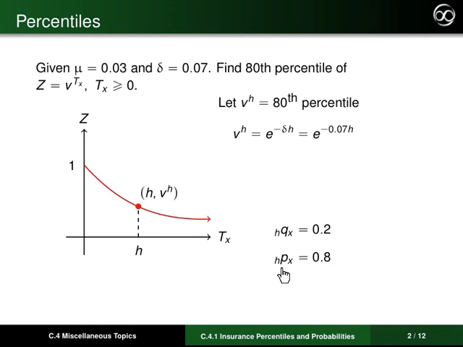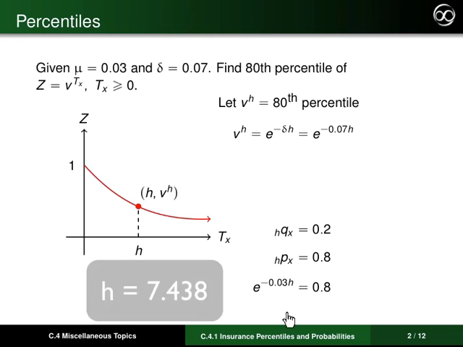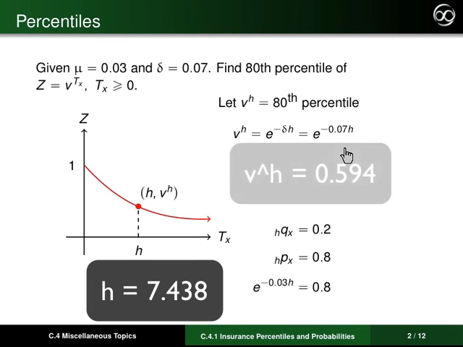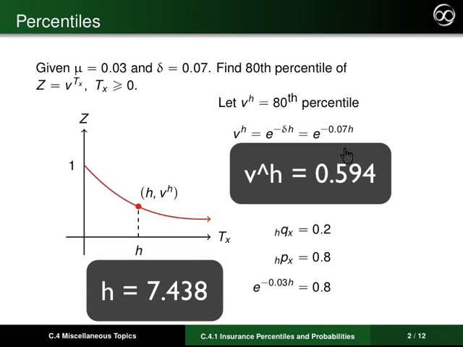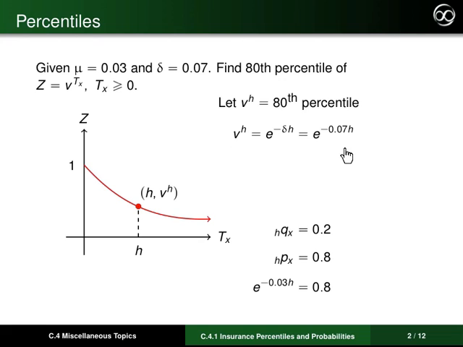I'll just use HPX because I can simply write that as e to the minus mu H, and mu was 0.03, so that's e to the minus 0.03 H. Now, at this point, as if I haven't confused you enough, instead of directly solving for H, which I could do, I could take the natural log of both sides, divide by minus 0.03, that would give me H, plug it into here, that would give me the answer. Simple, right? I like to complicate things. I actually think it's simpler, but a lot of students find this more confusing.